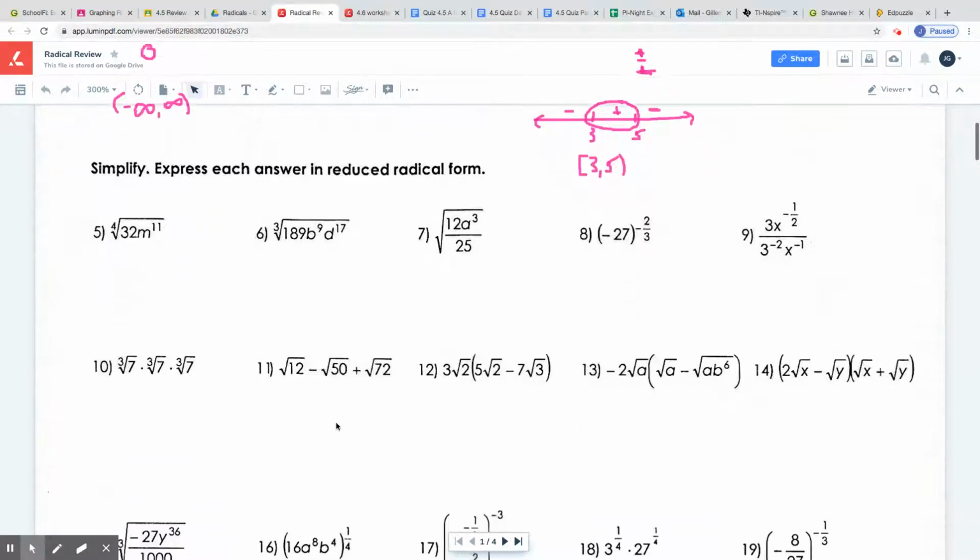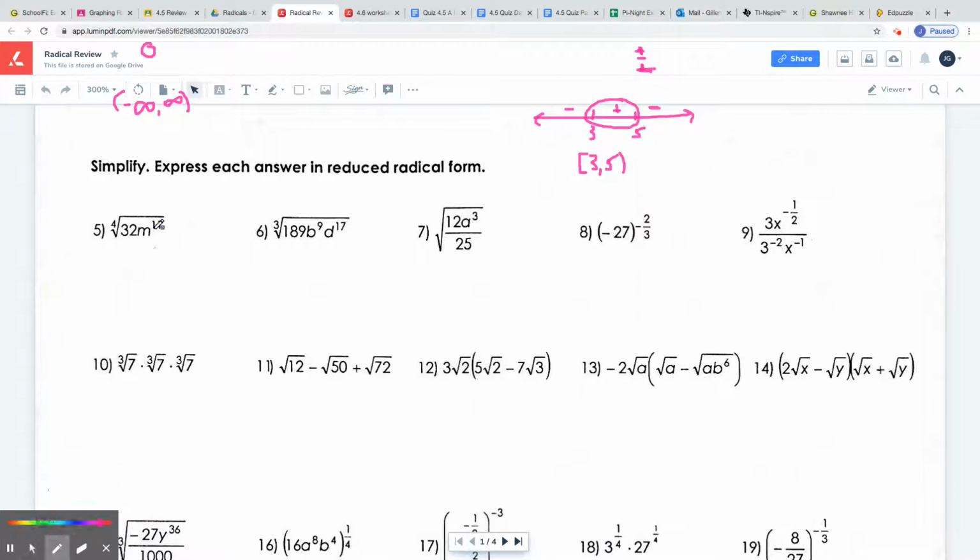Now we just have to simplify some things here. The 4th root of 32. Well, 32 is 2 to the 5th, which means I can take out 1 two, and I would have 1 left over. And the m to the 11th, 4 goes into 11 three times, so I can take m cubed on the outside. How many will be left over? Well, that's a lie. 4 goes into 11 2 times. I'm being silly. 4 goes into 11 2 times with a remainder of 3. So there's 3 left over, so there's 3 on the inside.